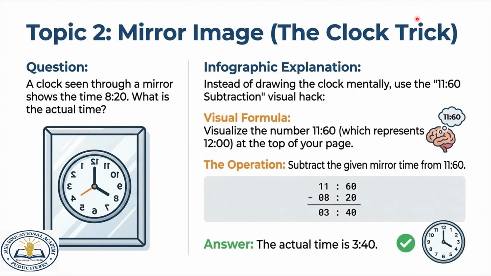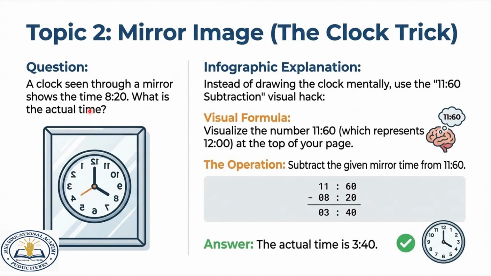Now in a mirror image, we already know that the top comes to the bottom and the bottom will go to the top. Here a clock seen through a mirror shows the time 8:20. So the clock is showing the time 8:20 in the mirror image. What is the actual time? You don't know the actual time, you know only the mirror image.